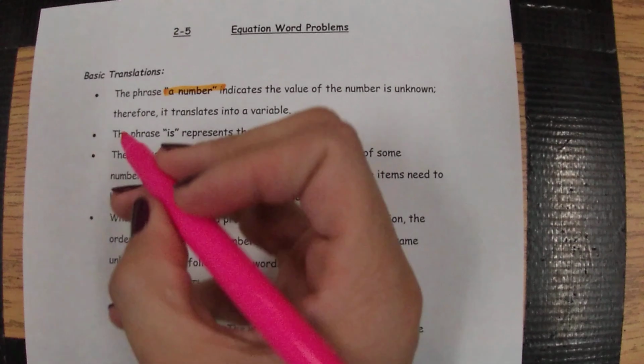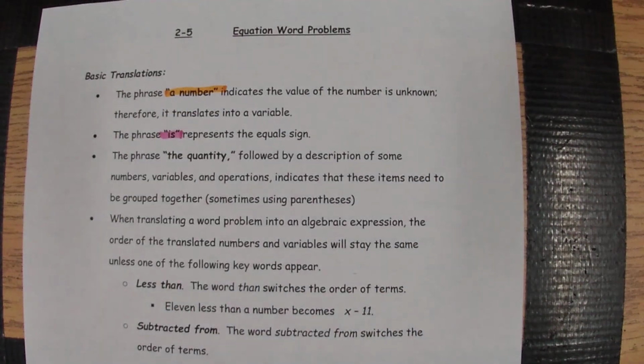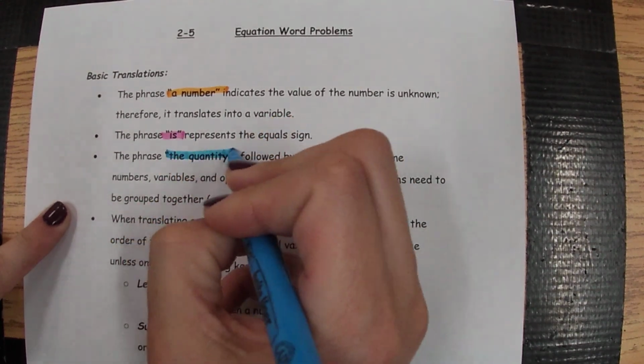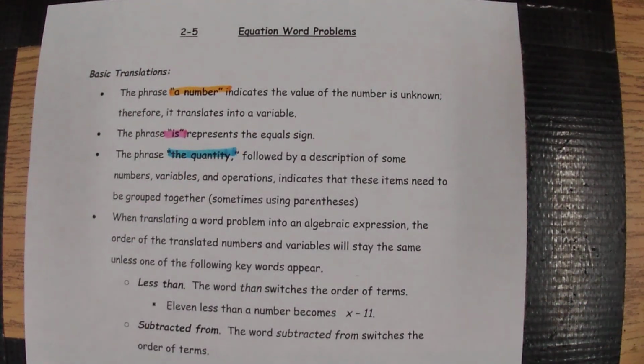Is represents equals, right? Equals also represents equals. Is equal to also represents equals. The quantity, this is a really big one that my students often don't know. The quantity is telling us that something is being grouped together and we need to use parentheses. Now, we don't always need to use parentheses because there are times that parentheses are just understood, but if you're not sure, you can put parentheses in.